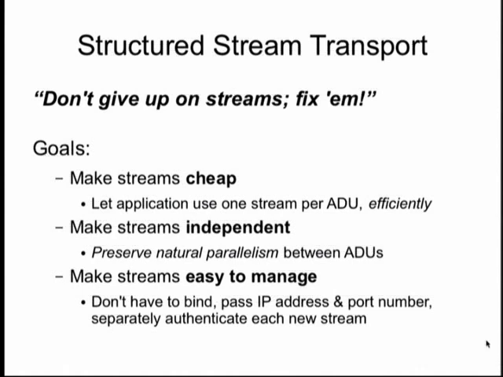It should keep streams independent, just like in the HTTP 1.0 model, so that the applications can take advantage of natural parallelism. And since I'm proposing that the applications are going to end up using a lot of streams, we need to make sure they're relatively easy to manage, so the application doesn't have to go through the whole bind, allocate IP port numbers, authenticating separately each new stream and stuff like that. It should be simple to use.